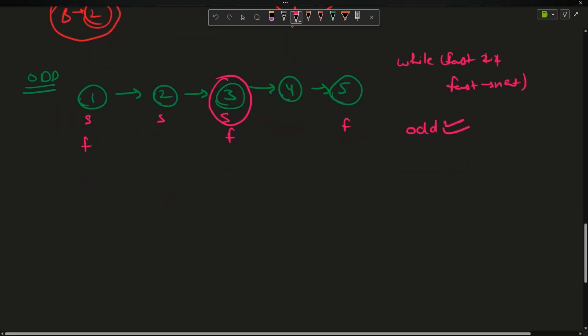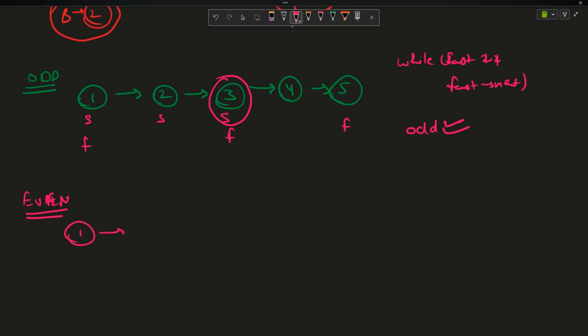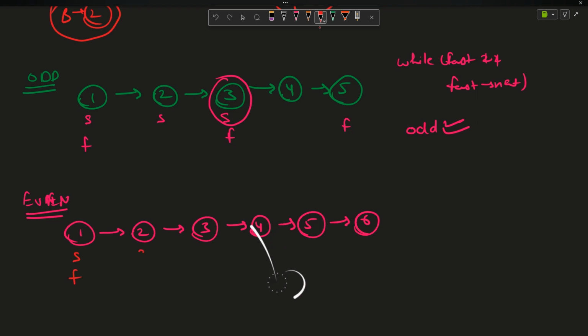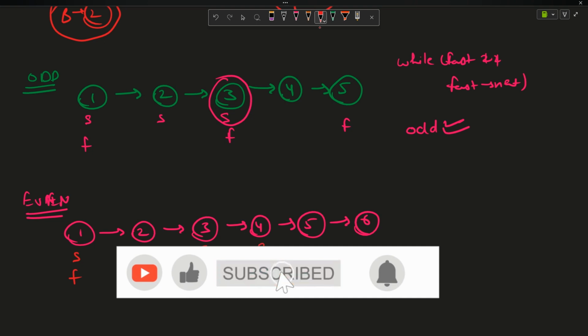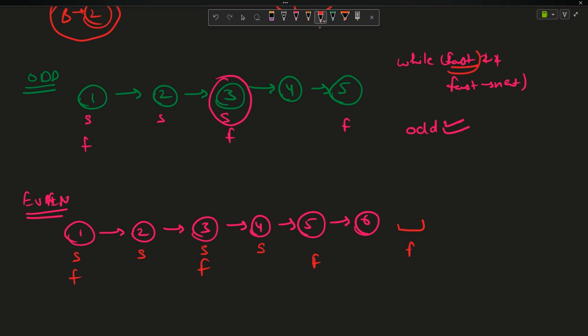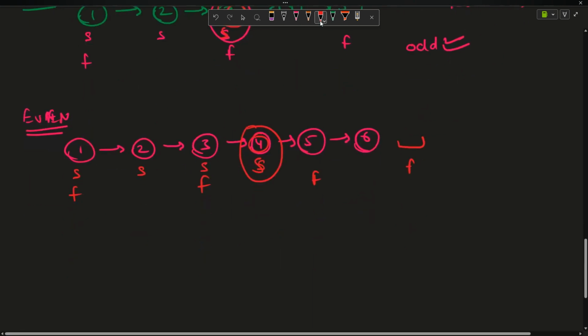Let us try it out for the even as well. So for even, 1, 2, 3, 4, 5, 6. Slow here, fast here. Slow moves 1, fast moves 2. Slow moves 1, fast moves 2. Slow moves 1, fast becomes null. As soon as fast becomes null, break out of the loop, and your slow is aligned with the pointer you wanted. You wanted 4, slow is at 4. You wanted 3, slow is at 3. The approach is simple. It works for even as well as odd.